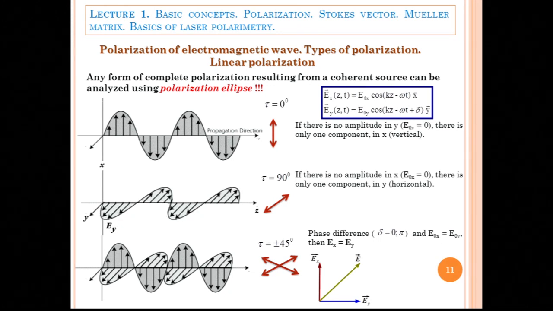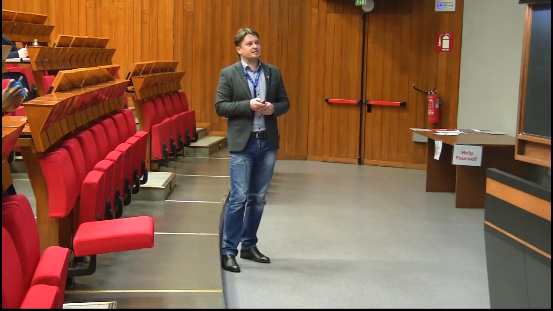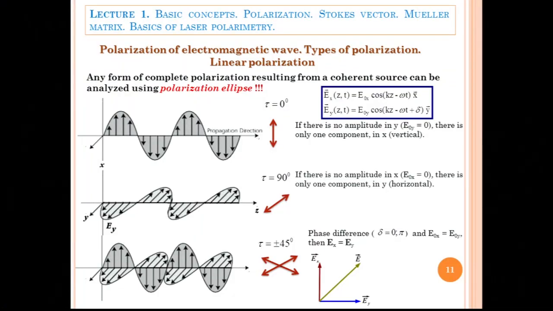For example, for plus or minus 45 degrees azimuth, the phase difference between these two oscillations, or these two orthogonal projections of our electricity vector, should be 0 or pi, for plus and for minus. And the ratio between these amplitudes must be equal. So they are equal, and the resulting oscillation we can obtain here with plus 45 degrees azimuth or minus 45 degrees azimuth.